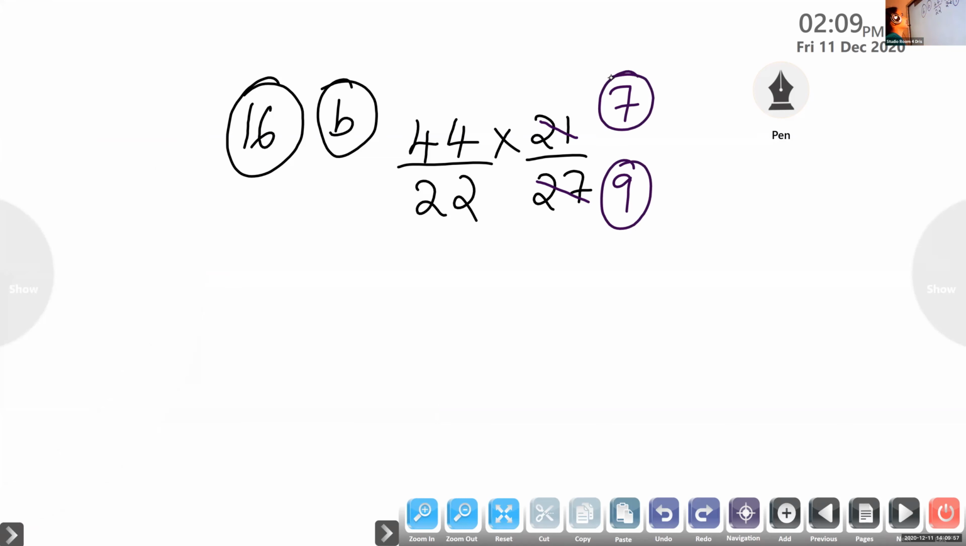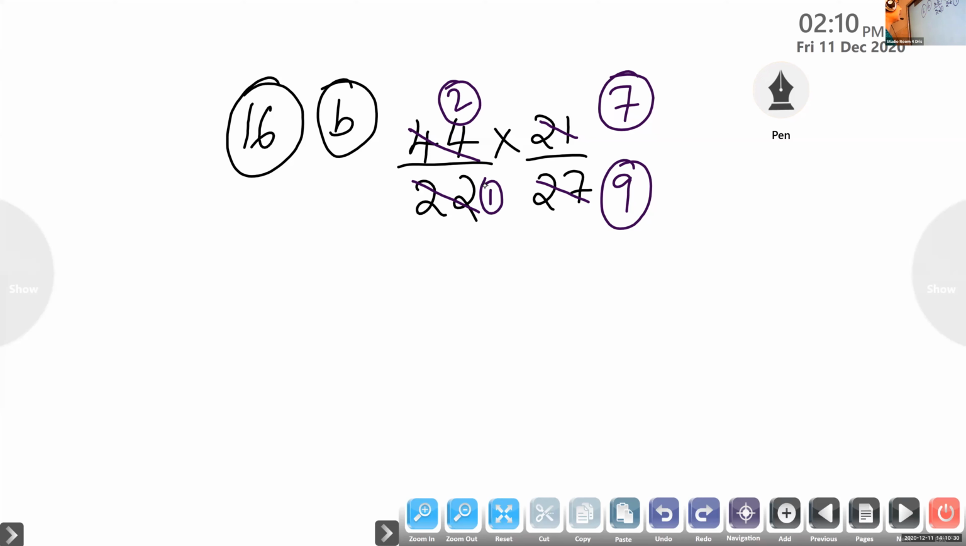Okay, then 44 by 22. 44 and 22, by 2. 22 into 2, how much? 44. So directly you can divide by 22. That is easy, no? Yes, ma'am. So here 44, when you divide by 22, you'll get here 2. Here it is 1. Okay.